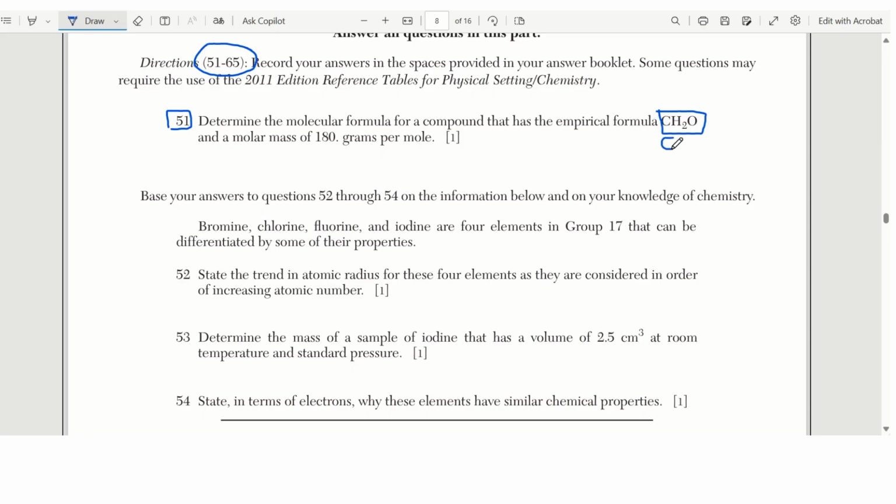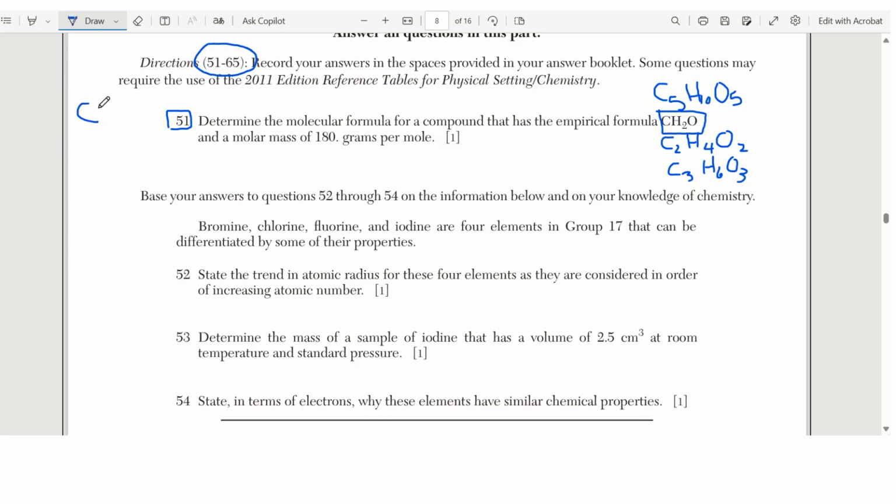So it could be everything times 2. So it could be, for example, C2H4O2. It could be everything times 3. So for example, C3H6O3. It could be a multiple of 5. So C5H10O5. It could be a multiple of 10 and so on. What I need to do is figure out which one it is.